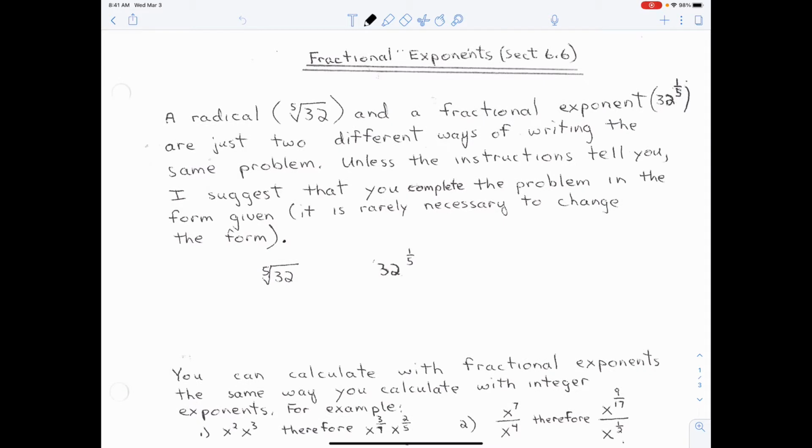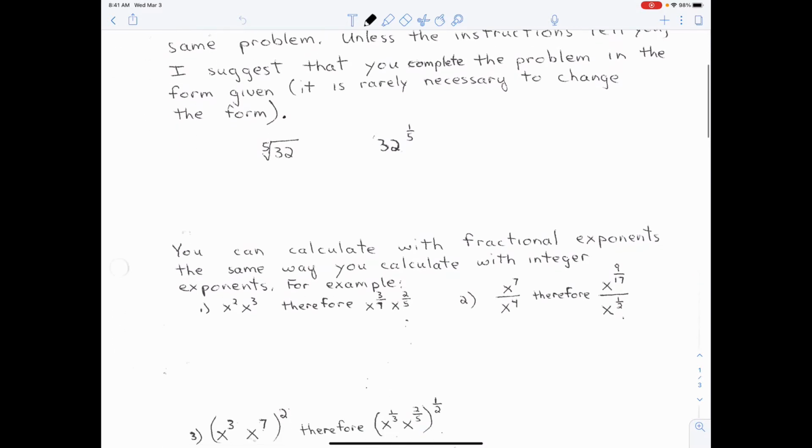What we're going to talk about this time is fractional exponents. And really, the main idea I want to get across is that a radical and a fractional exponent are just the same thing written two different ways. So here, what's the fifth root of 32? It means it's 2. Okay, what's 32 to the 1/5 power?